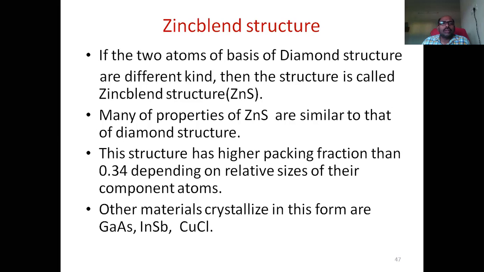The zinc blende structure is the same as the diamond structure, except the basis differs. The basis of zinc blende structure consists of two different atoms, whereas the basis of diamond consists of two same atoms, carbon atoms.